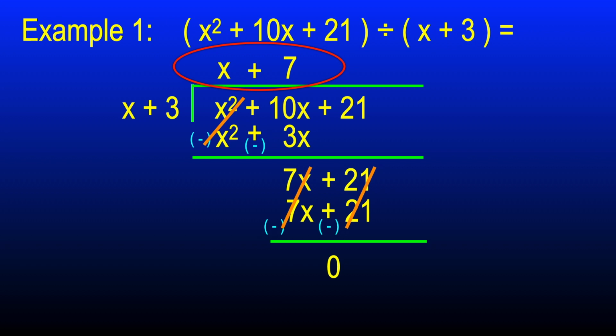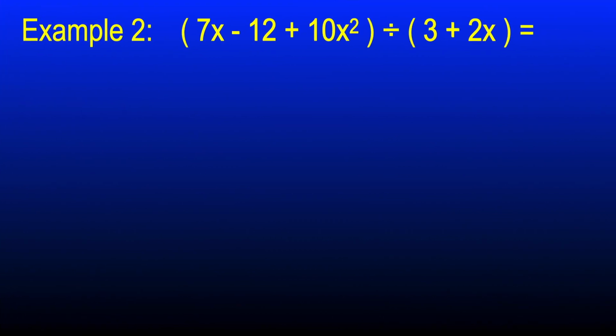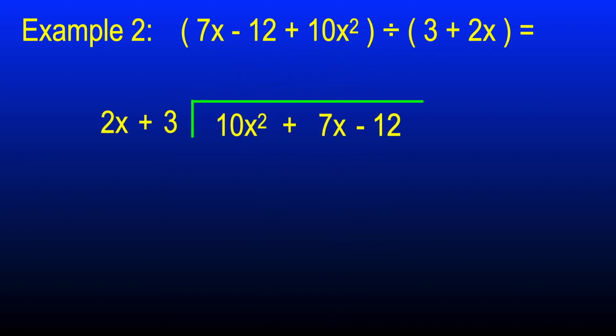Example number 2. Quantity 7x minus 12 plus 10x squared divided by quantity 3 plus 2x. Pansinin nyo, hindi naka-arrange ang mga terms. So, when you rewrite this, arrange the terms in descending order. So, 10x squared plus 7x minus 12 divided by 2x plus 3. So, divide the first term of the dividend by the first term of the divisor.